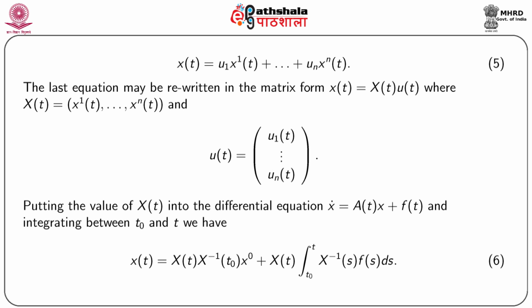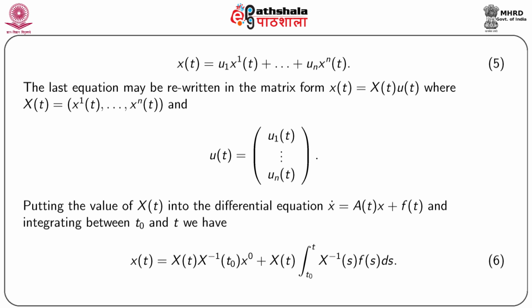This equation can be written in the matrix form x(t) is equal to capital X(t) into u(t), where capital X(t) is equal to [x1(t), x2(t), dot dot xn(t)] and u(t) is equal to [u1(t), u2(t), dot dot un(t)], the n cross 1 column vector.